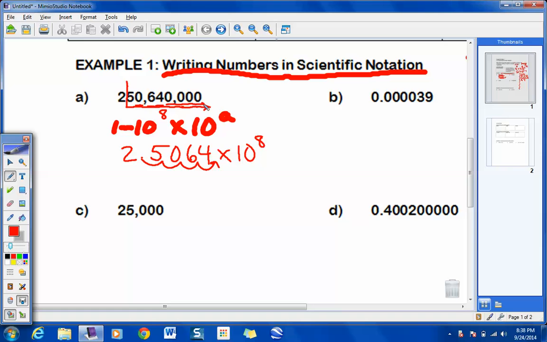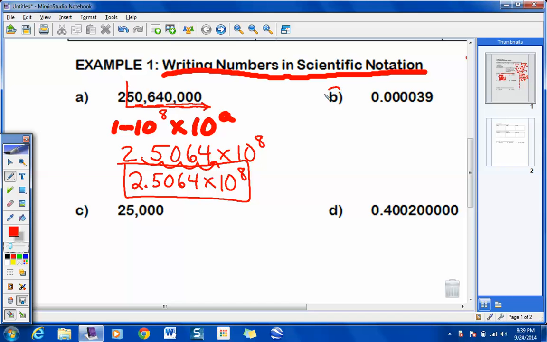Okay? So, scientific notation on part A is going to be 2.5064 times 10 to the 8th power. And ask yourself the question, is that first value a number between 1 and 10? Well, 2.5064 falls between 1 and 10. Is the second number a power of 10? Well, you have 10 to the 8th, so you betcha. All right, so let's look at part B.